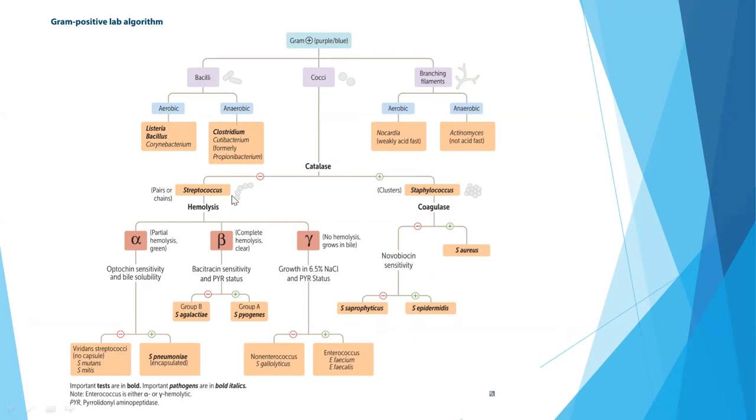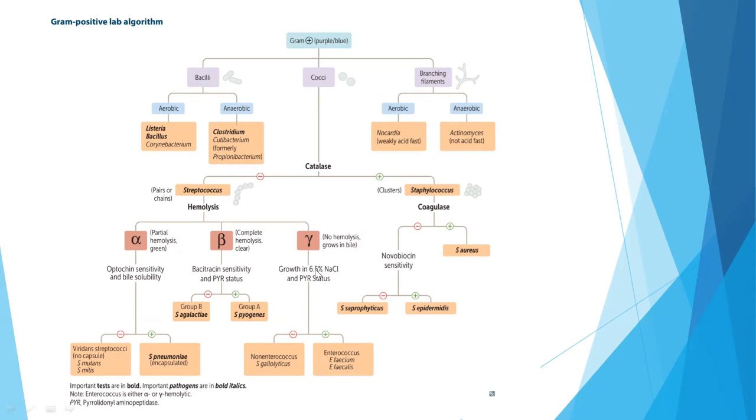Again, if it is catalase negative, we have Streptococcus. Then we go for the hemolysis reaction: alpha, beta, and gamma hemolysis. Gamma hemolysis means there is no hemolysis, beta means there is complete hemolysis, whereas alpha means there is partial hemolysis. If there is alpha hemolysis, we go for optochin sensitivity and bile solubility. If it is negative, then it is the viridans group of streptococci. If not, then it is Streptococcus pneumoniae. Whenever there is beta hemolysis, we go for bacitracin sensitivity. If resistant, that is group B, Streptococcus agalactiae. Or if bacitracin sensitivity is positive, then it is group A, that is Strep pyogenes.